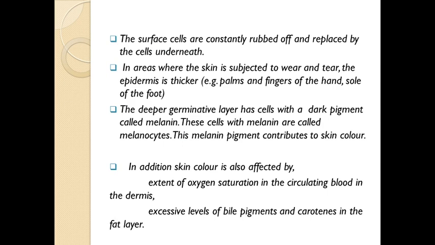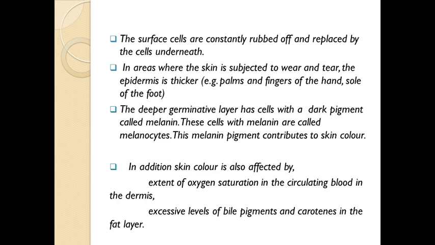In areas where the skin is subjected to wear and tear, the epidermis is thicker, like the palms and fingers of the hand and the sole of the foot. The deeper germinative layer has cells with a dark pigment called melanin. These cells with melanin are called melanocytes. The melanin pigment contributes to skin color. Actually, the main factor that contributes to skin color is the melanin pigment. If a person has more melanin pigment, that person tends to be darker, and a person with less melanin tends to be fairer.